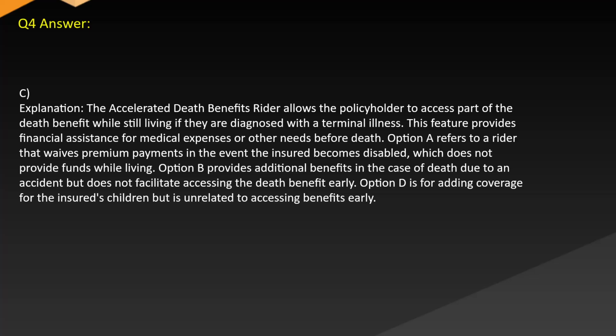Option A refers to a rider that waives premium payments in the event the insured becomes disabled, which does not provide funds while living. Option B provides additional benefits in the case of death due to an accident but does not facilitate accessing the death benefit early. Option D is for adding coverage for the insured's children but is unrelated to accessing benefits early.